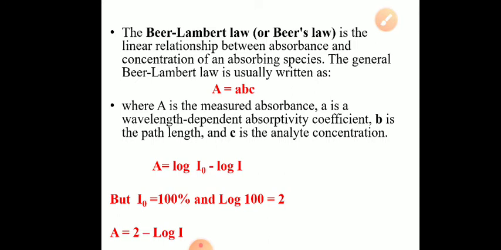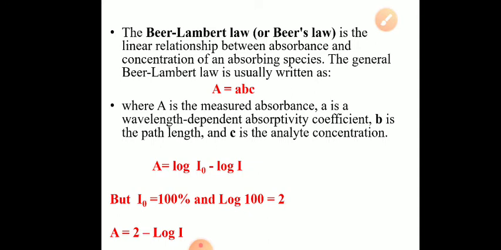Now what is A? A is log of I0 upon I. So A will be calculated as log of I0 upon I, that means log of I0 minus log I. But I0, that is the intensity of incident light, is always 100%. So I0 is 100%, and log 100 is 2. So A will be equal to 2 minus log I. That means if you want to calculate the amount of light absorbed, it can be calculated as 2 minus log I.